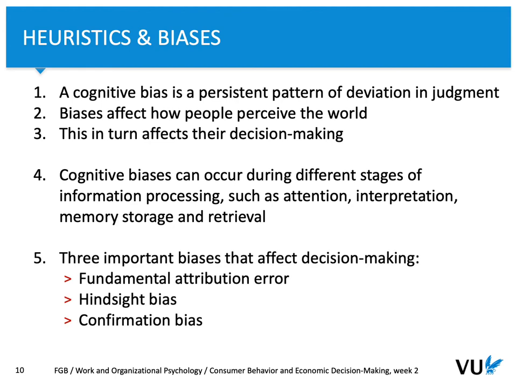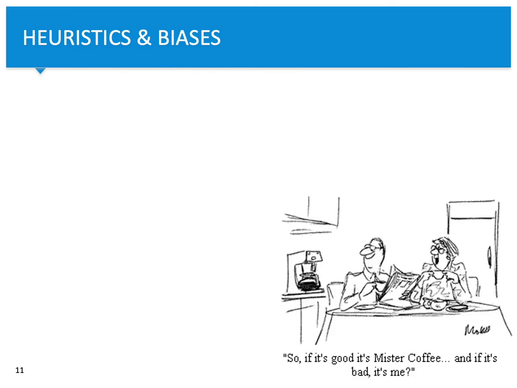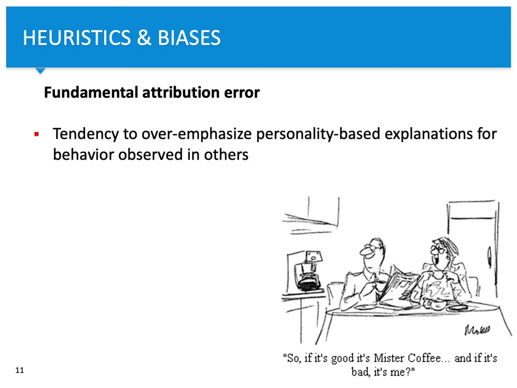Now, let's discuss three other important facts related to how we make our decisions. The first one is fundamental attribution error, and the second one is confirmation bias. This well-known effect is related to how we behave in a social context. Fundamental attribution error shows a tendency to overemphasize personality-based explanations for behaviors that we observe in others.